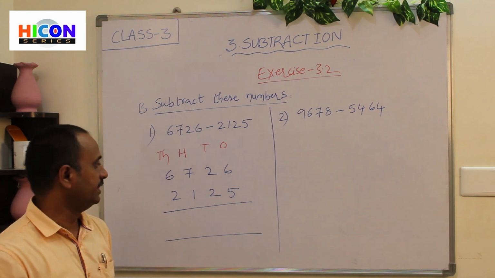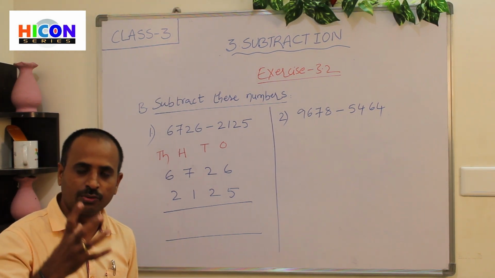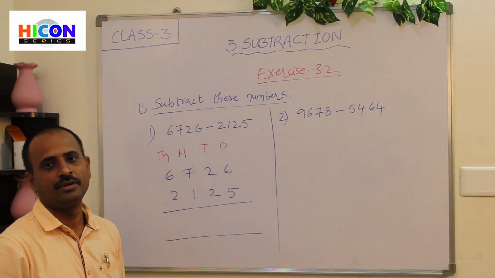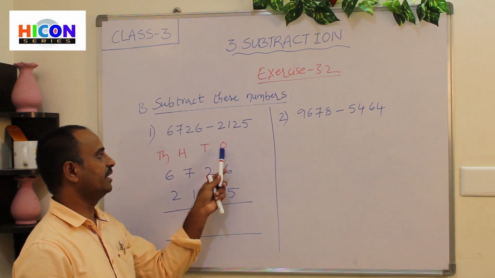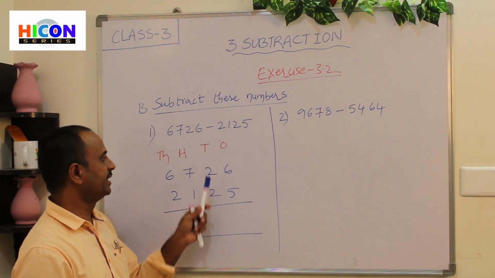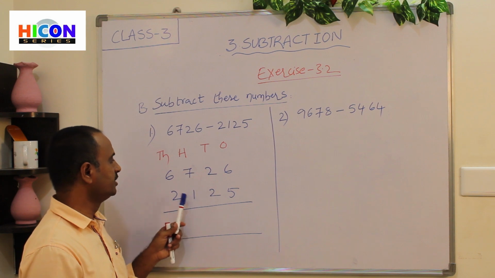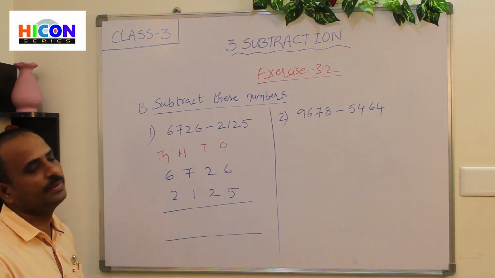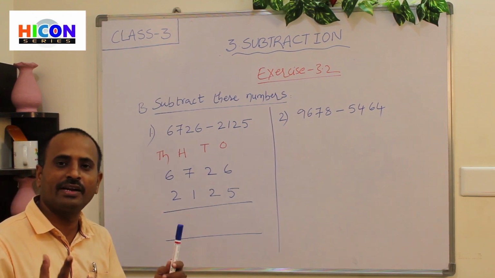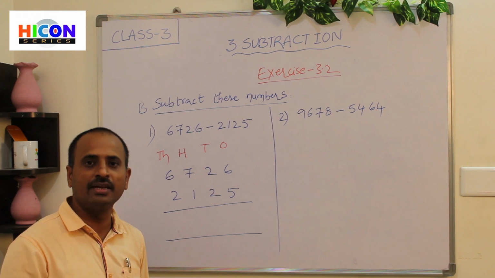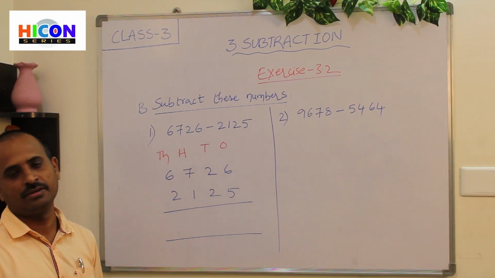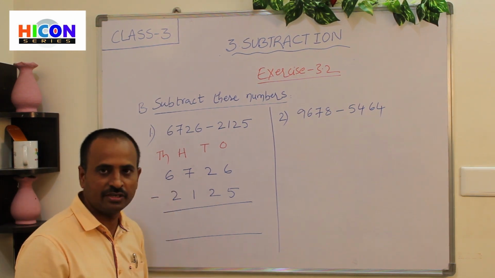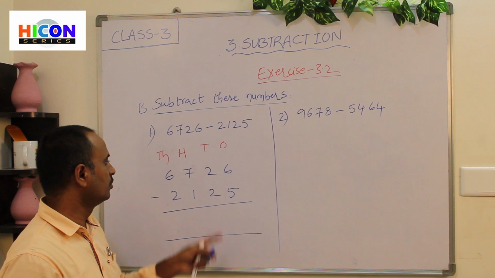So children, in this way, first we have to arrange the 2 numbers one below the other and also in their corresponding places. That means ones digit should be written under ones place, tens digit under tens place, hundreds digit under hundreds place, and thousands digit under thousands place. Now do the subtraction. We have already practiced this subtraction in the previous section.